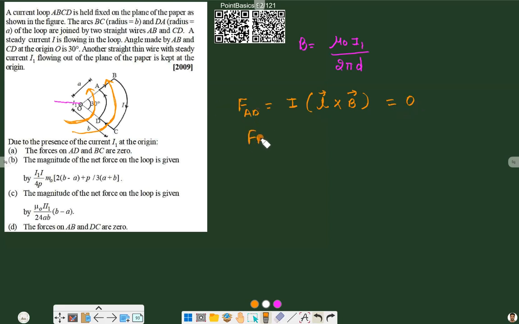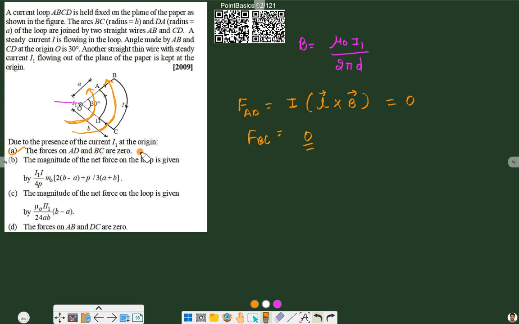Similarly for BC, the center of arc BC is again point O, and here the current is moving anti-parallel to the magnetic field lines, meaning theta is 180 degrees. Again, for theta 180 degrees the cross product is 0, so the magnetic force will be 0. That is our statement A, that forces on AD and BC are 0.